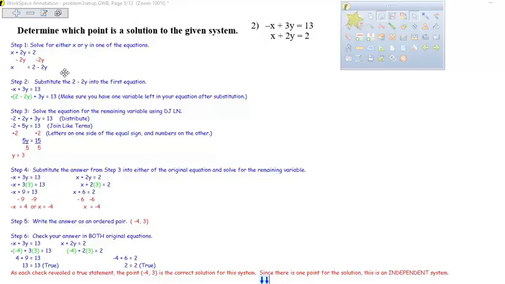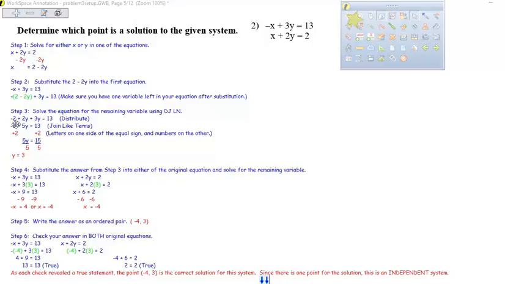Now I start with the steps that we went through on the first problem. So our step 2 is now to substitute this 2 minus 2y into our first equation. So that's using this equation right here, the negative x plus 3y equals 13. So I'm showing that substitution right here: negative x is taken out and replaced with the 2 minus 2y. Remember, we always put parentheses around our substituted player. And we are going to have to distribute that negative 1 outside the parentheses into our parentheses.